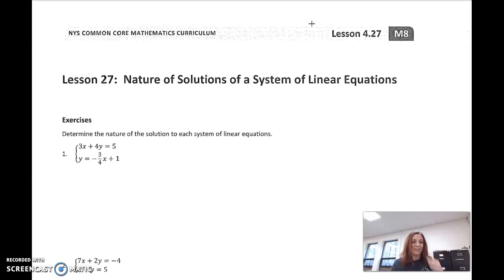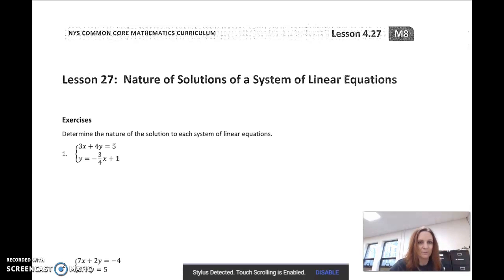And then the third thing that's going to come into play here is what if every single pairing of x and y values that makes one equation true makes the other one true? Then we'd say there's infinitely many solutions. So those are the three types we're going to be working on. And in fact, let's write that down.